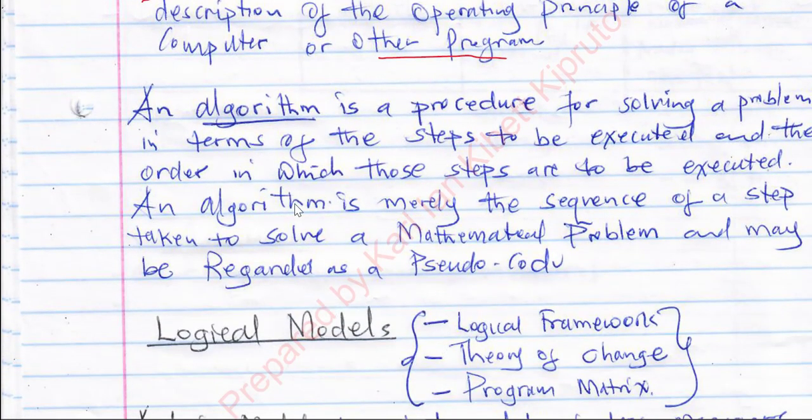An algorithm is a procedure of solving a problem in terms of steps to be executed and the order in which these steps are to be executed. An algorithm is merely a sequence of steps that you can take to solve a specific mathematical problem. And that can be regarded as a pseudocode, those steps.